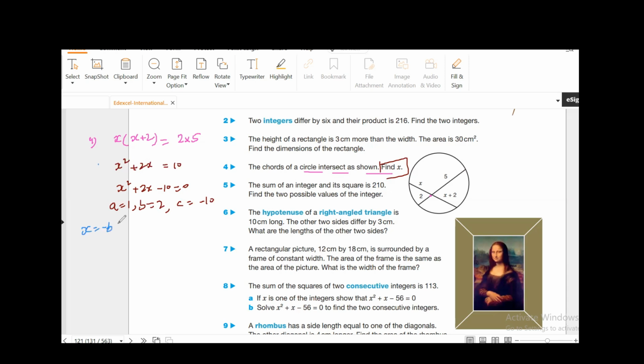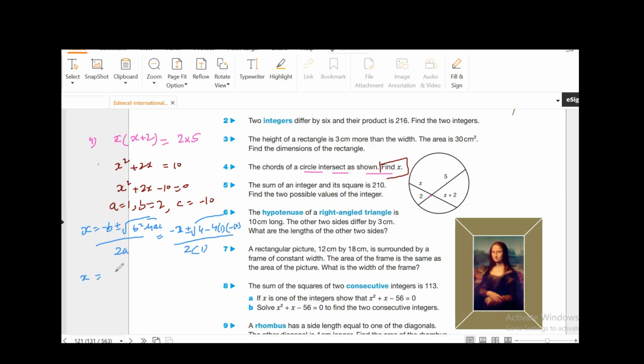x is equal to minus B plus minus square root of B square minus 4AC over 2A. And if I replace the values of these constants, A is 1, B is 2. So negative 2 plus minus square root of 2 square means 4, minus 4A, A is 1, C is negative 10, over 2A. A is 1.